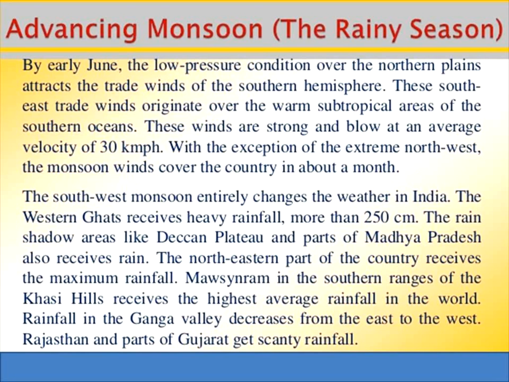The southeast trade winds originate over the warm subtropical area of the southern ocean, and these winds are strong, blowing at an average velocity of 30 km per hour. You know that when a cyclone occurs in the Bay of Bengal and the wind is dominant, sometimes it reaches 80, 100, or 120 km per hour. When a cyclone occurs, it is given a name, and this name is given by other countries.